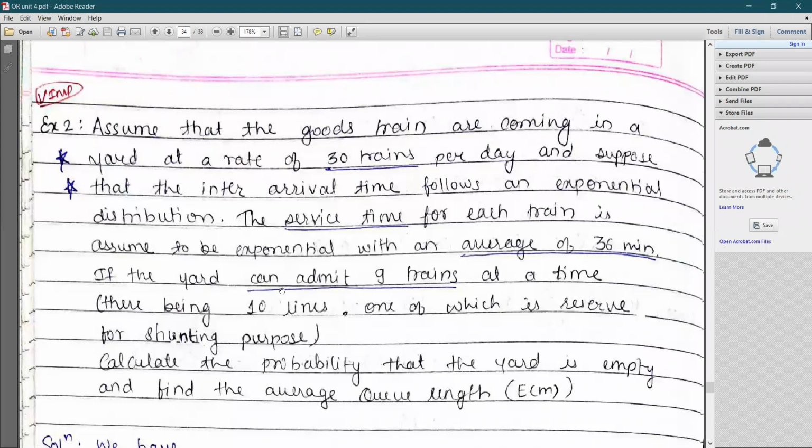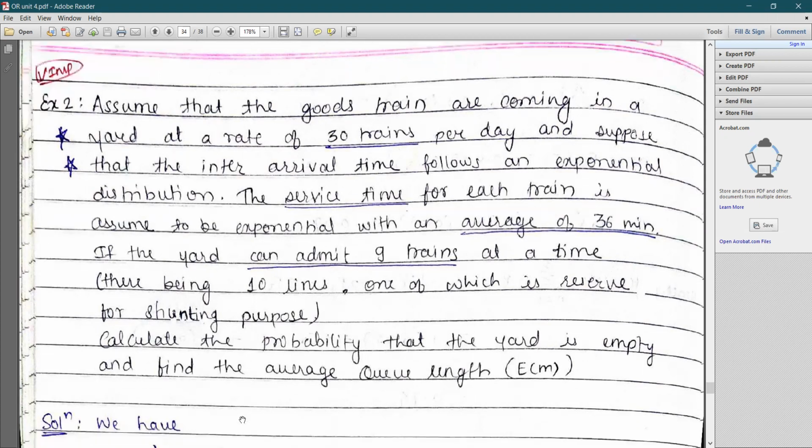If yard can admit 9 train at a time, there being 10 lines, one of which is reserved for shunting purpose. 10 लाइन है वहां पे 9 ट्रेन एडमिट होती है, लेकिन 1 जो लाइन है वो शटिंग पर्पस में बंद की हुई है. Then calculate the probability that the yard is empty and find the average queue length. तो means probability of yard is empty means yard को वहां कोई सर्विस टाइम नहीं है ये निकालना है, and find the average queue length of the given problem.